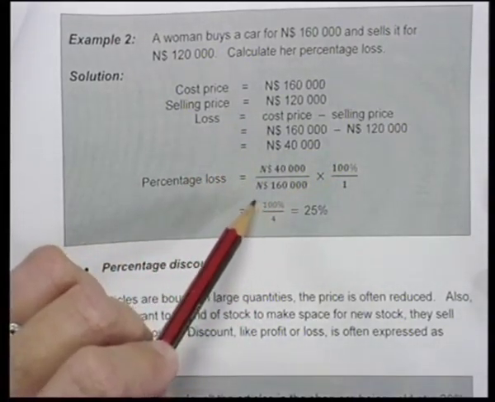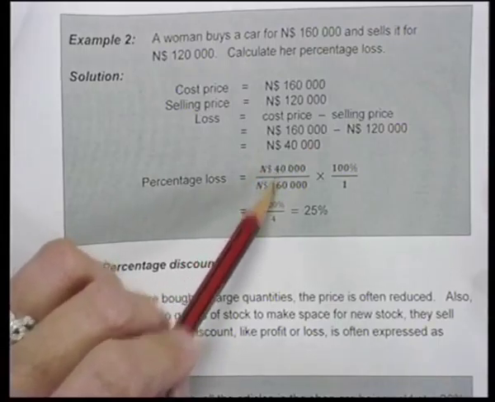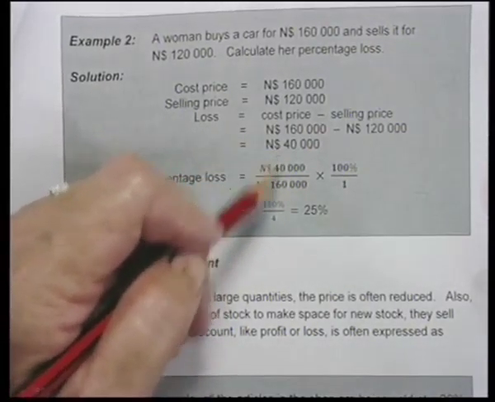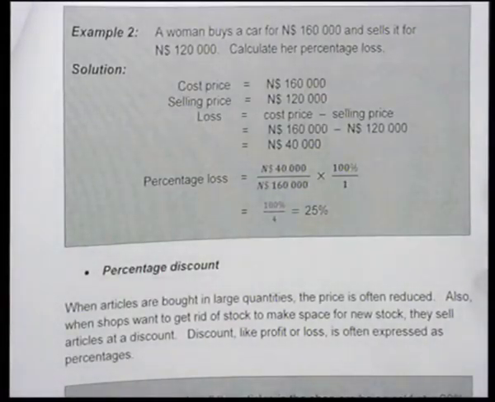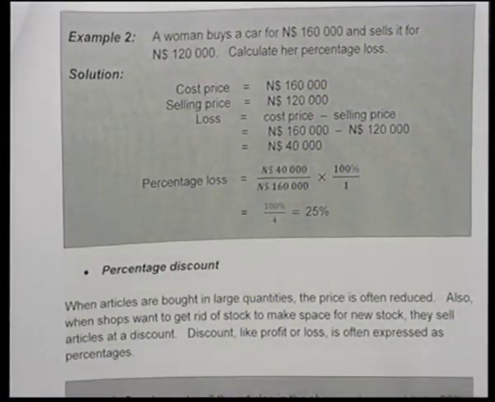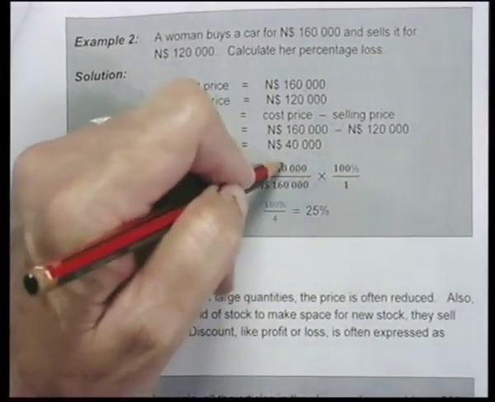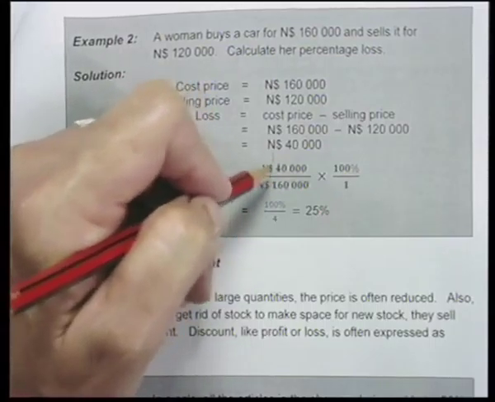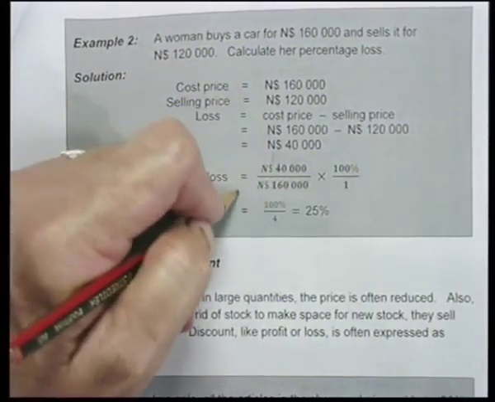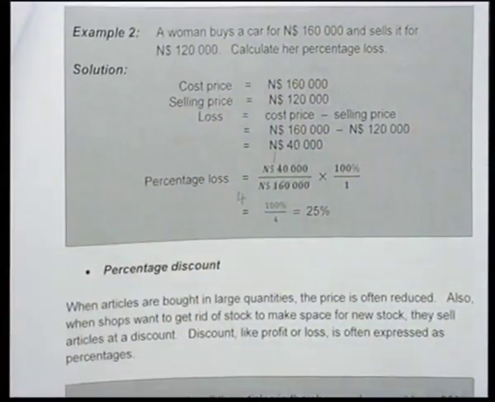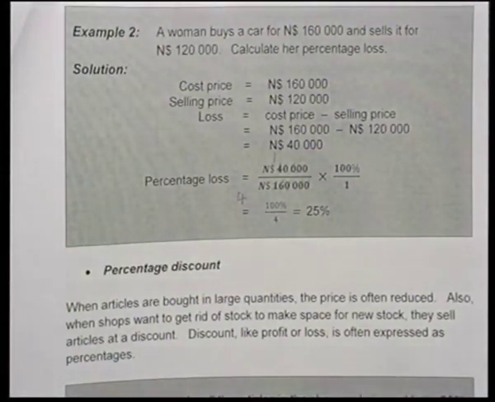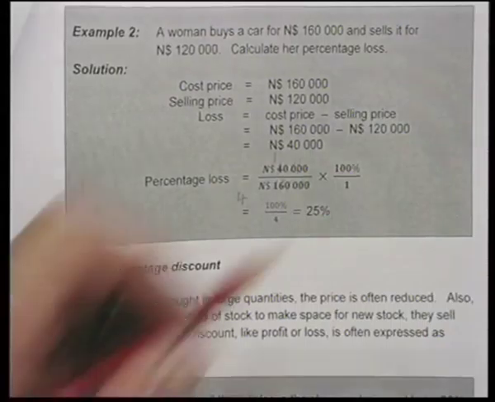So we must divide, and then we get 25%. Right. So we can cancel the zeros. There are 4 zeros to cancel. 4 divides into 1 once, and 4 divides into 16 four times. So 100% divided by 4. 100 divided by 4, 25%.